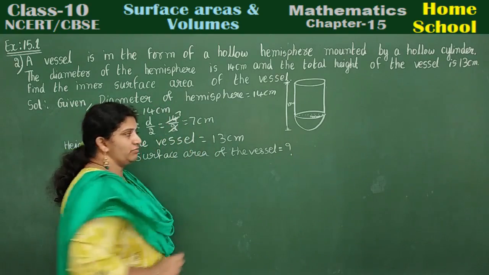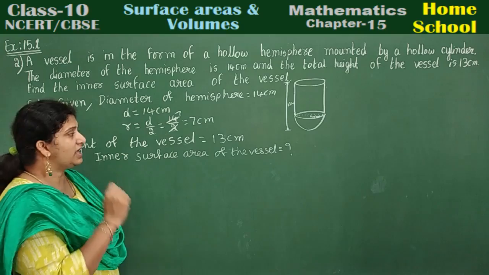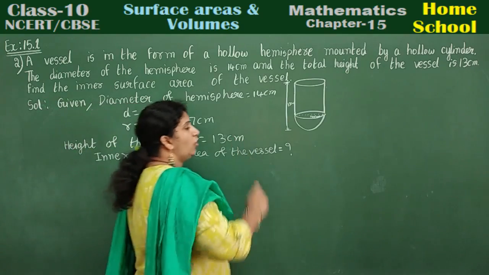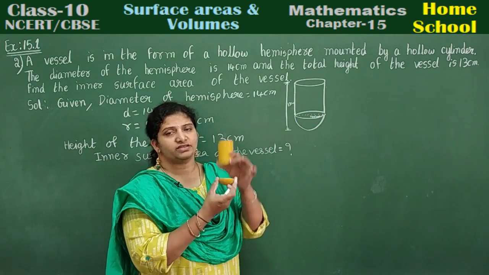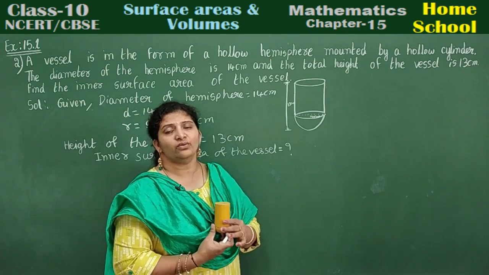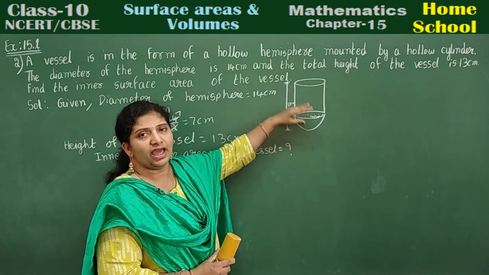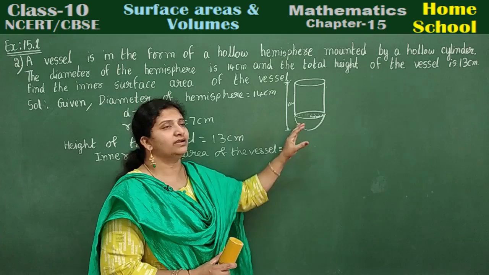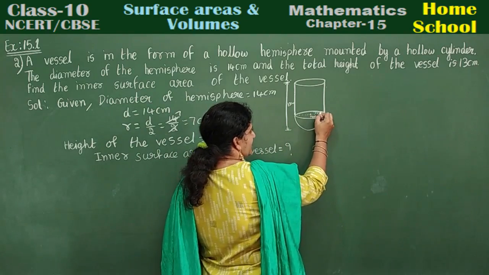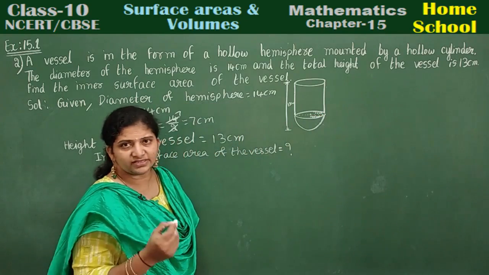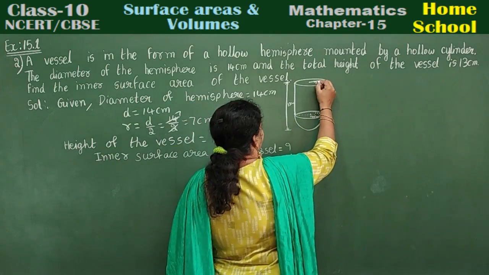And by using this statement, height of the vessel, how much? 13 centimeters. Now, combination of solids here, means one hemisphere and a cylinder. Two solids are combined to make a vessel. You can see here a combination of solids, that is hemisphere and cylinder. We need to divide the dimensions separately. How? Radius. Radius is how much? 7 centimeters. For the hemisphere, radius is 7 centimeters, and for the cylinder, radius is also 7 centimeters.